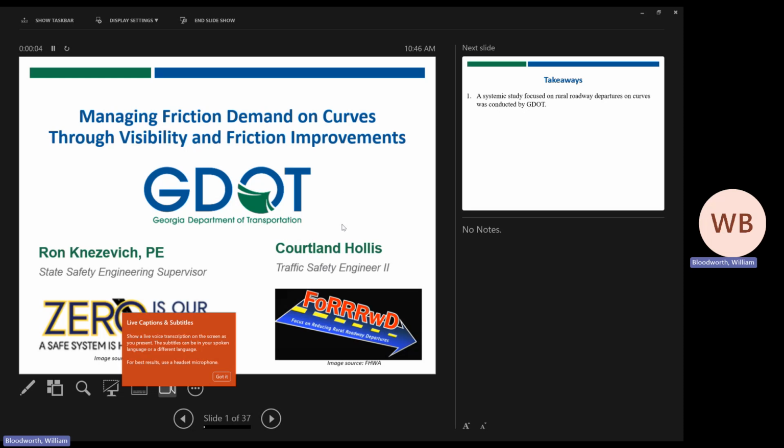Everyone, I'm Ron. I'm State Safety Engineering Supervisor at GDOT. I'm here with Cortland, and we're talking about one of the many projects we've worked on: managing friction demand for sharp curves through visibility and friction improvements.